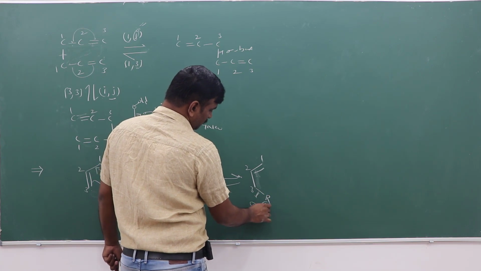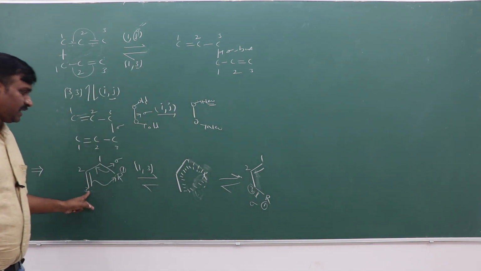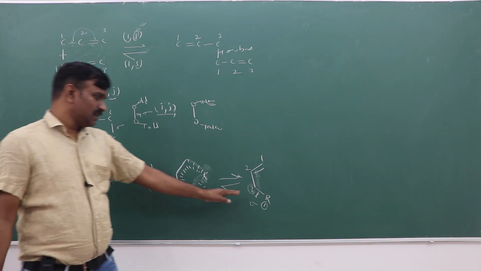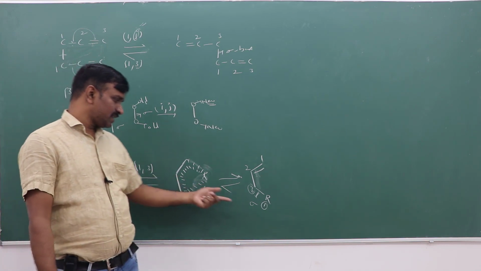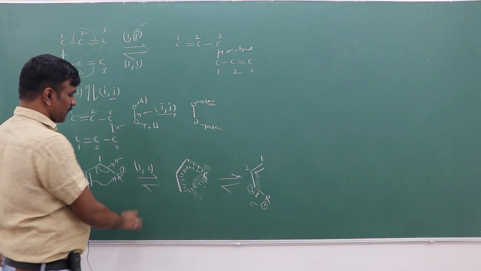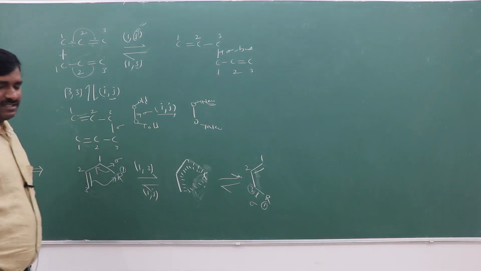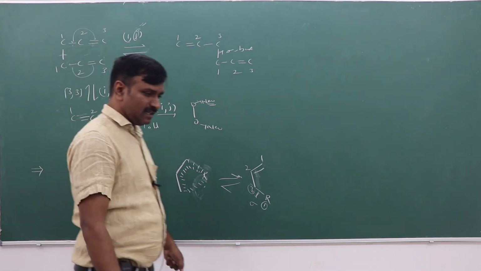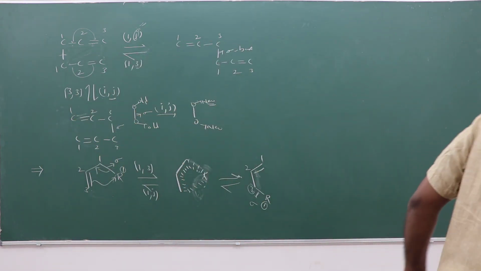Before that, its old position is 1. Another one's old position is 3. But here 3 is the new position. Before that, 1, 1 are the old positions with respect to the migrating sigma bond. After that, 1, 3 is the position. So that's why this is which shift? 1, 3 shift. Through the migrating sigma bond, that may be happening.